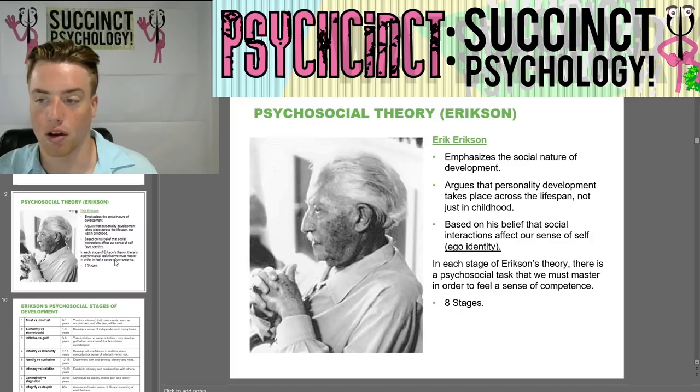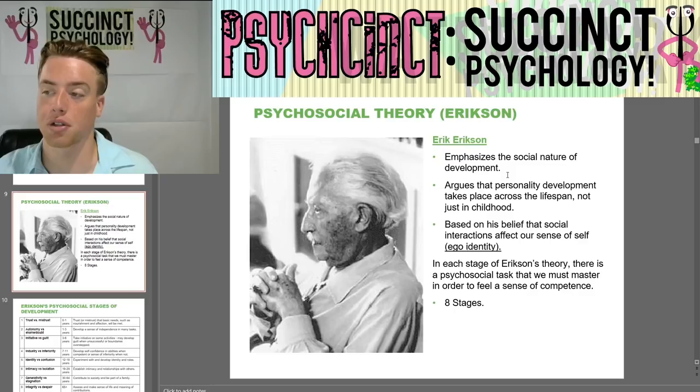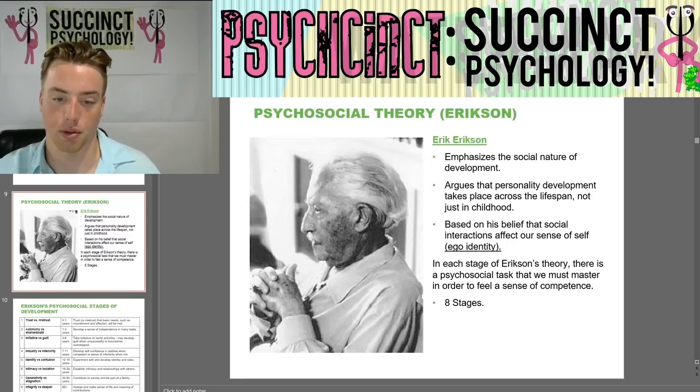Continuing on, we have the psychosocial theory, Erikson. So, Erikson emphasizes the social nature of development, and he argues that personality development takes place across the lifespan, not just in childhood, and based on his belief that social interactions affect our sense of self, so ego identity. In each stage of Erikson's theory, there's a psychosocial task that we must master in order to feel a sense of competence. And there are 8 stages total.